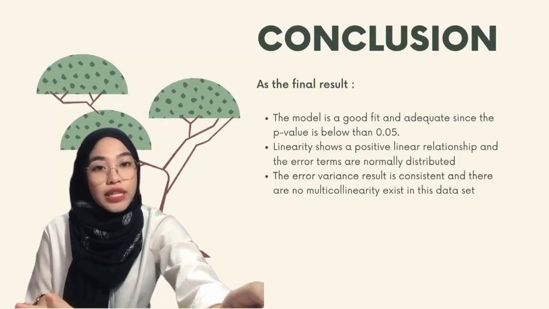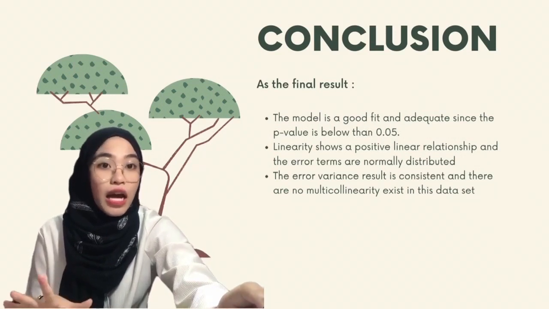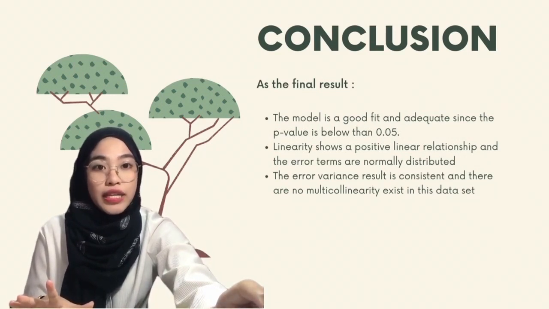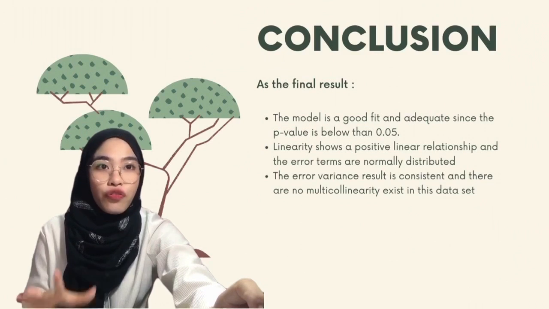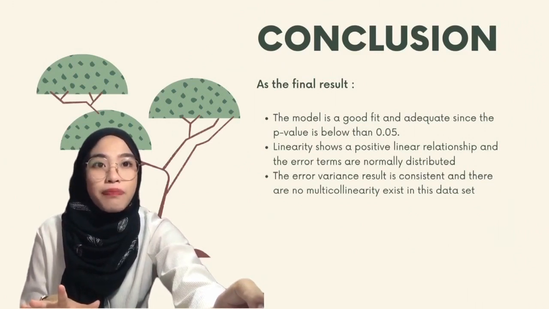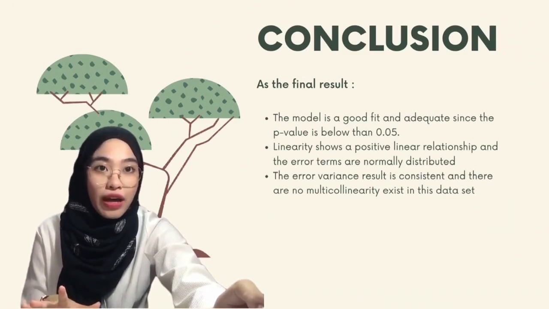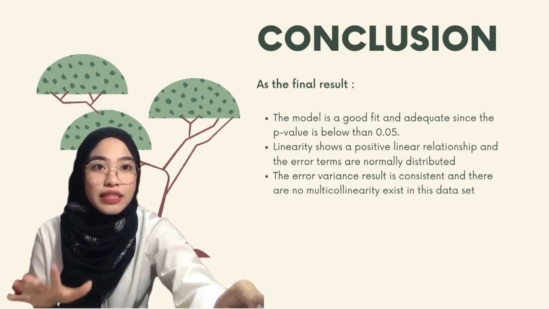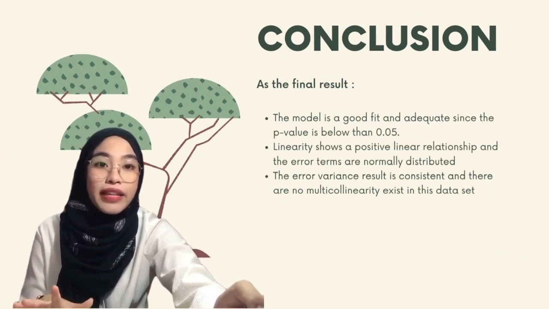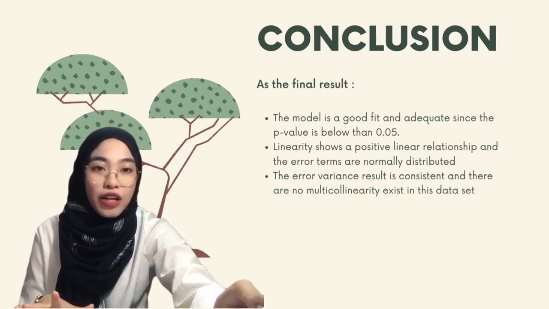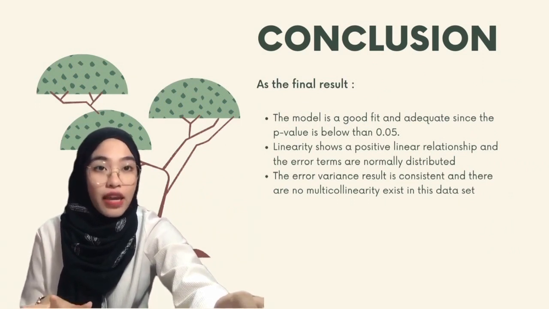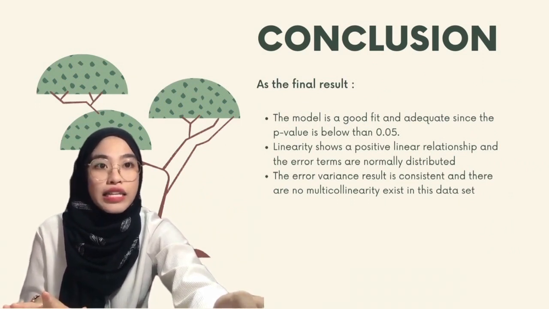Okay, for the conclusion, as a final result, as you can see, our objective is successfully determined, which is the model is a good fit and adequate since the p-value is below 0.05. As you can see from the graph, the linearity shows a positive linear relationship and the error terms are normally distributed. As you can see, the error variance is also consistent and there is no multicollinearity in this data set.